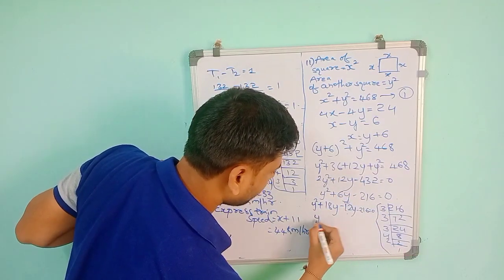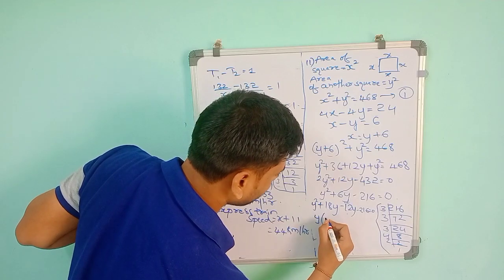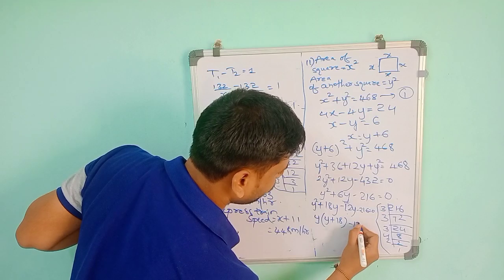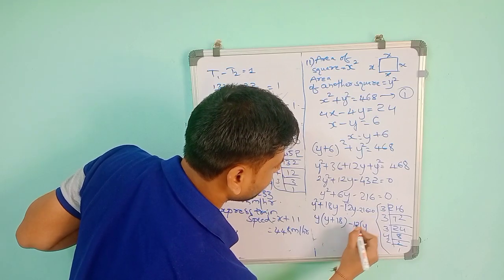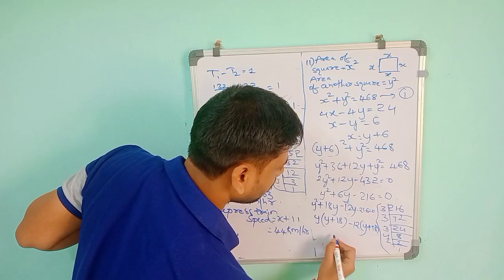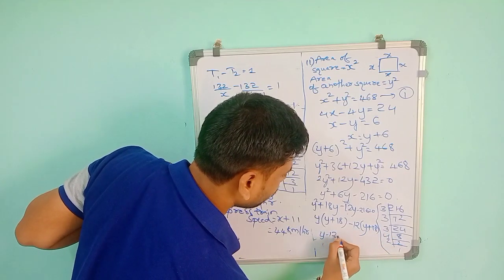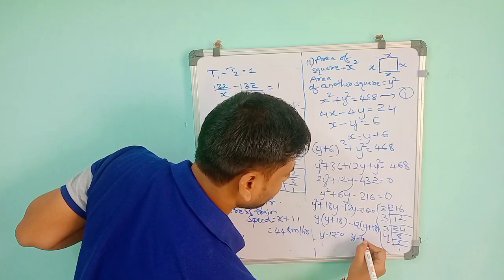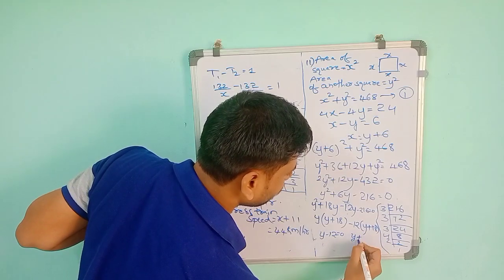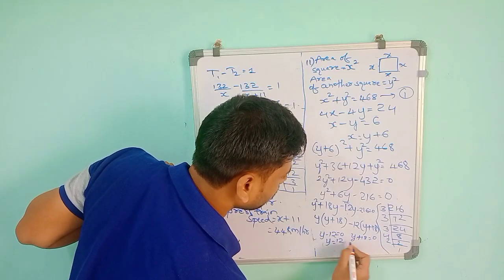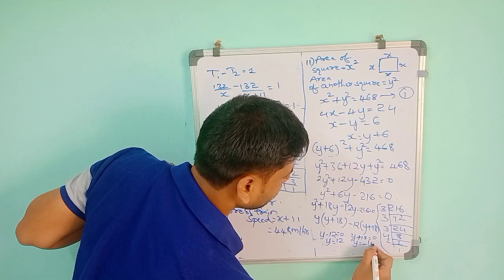Then you take y common. So y plus 18, minus 12. Already minus is there. So to make minus, you have to take plus 18: y plus 18 into y minus 12 is equal to 0. y plus 18 is equal to 0 and y minus 12 is equal to 0. Then y is equal to 12. Then y is equal to minus 18.